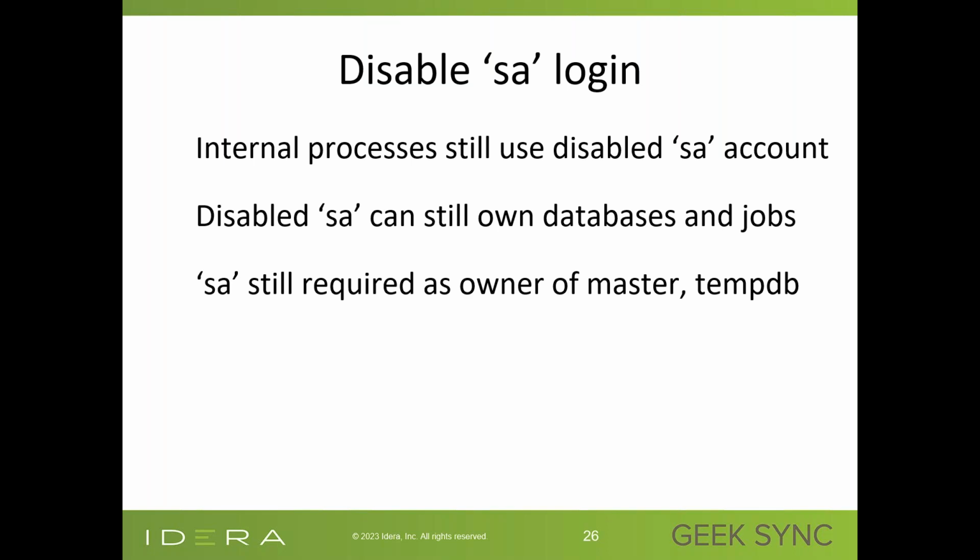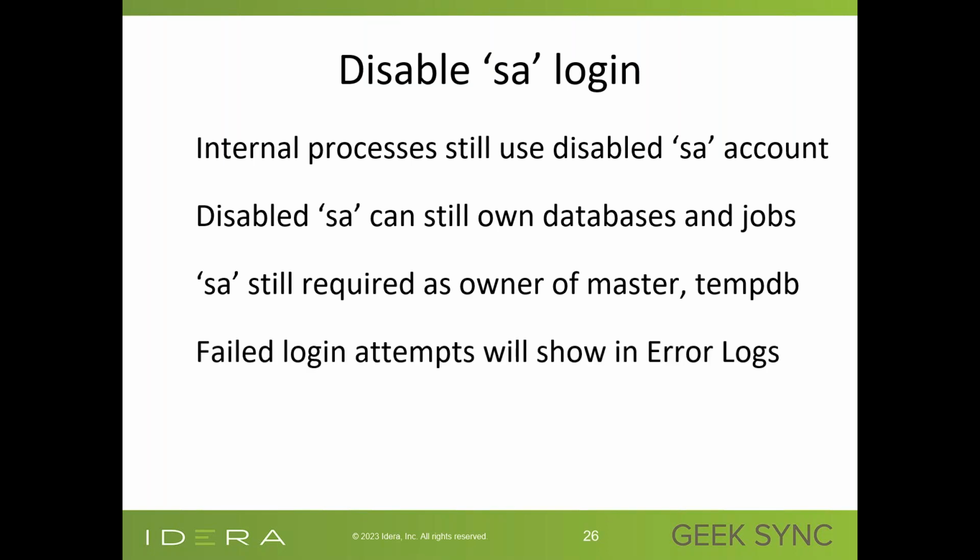So there's no real downside to disabling the SA login unless you have some application from a vendor, or you set up some connections to use that, in which case I would say you don't want that. Disabling it will also show the failed login attempts in the error logs. So if something is trying to use the SA account, you can track it down by IP address and see if it needs to be corrected. Or if you're having a hacking attempt, you can see, oh look, wow, we had a whole bunch of failed attempts to log in with the SA login, and maybe have your security folks try to troubleshoot that.